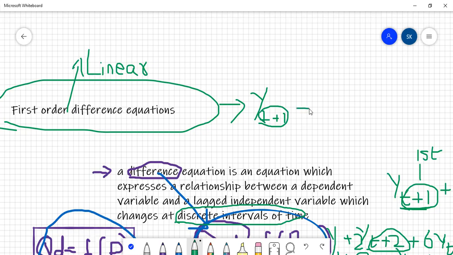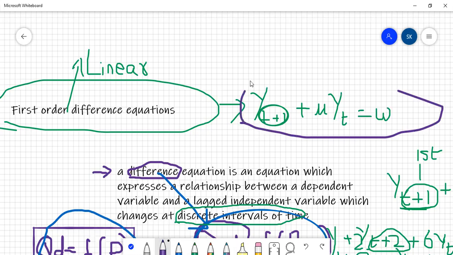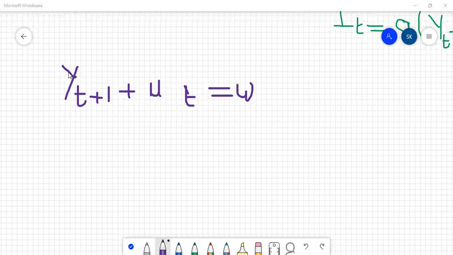Then we have y(t+1) plus mu y(t) equal to w. This can be one of the forms of the first order linear difference equation. We will study this in detail now and study it with different properties of the given function so that it becomes easily understandable to us. So keep in mind this equation. Now we will move on towards explaining this equation.